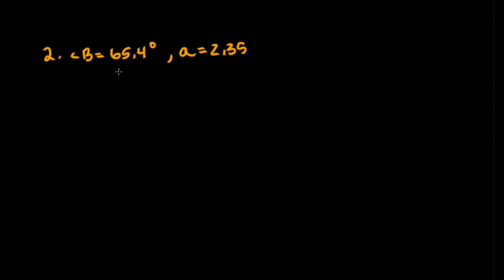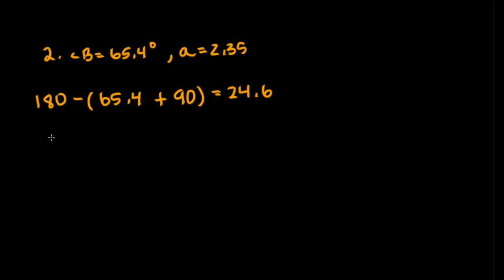We can see that angle B equals 65.4. Since we know the measurement of this angle and we know that another angle is 90, we can do subtraction to find the measurement of the remaining angle. So 180 minus 65.4 plus our other 90 degrees equals 24.6. So we know that the measurement of angle A equals 24.6.